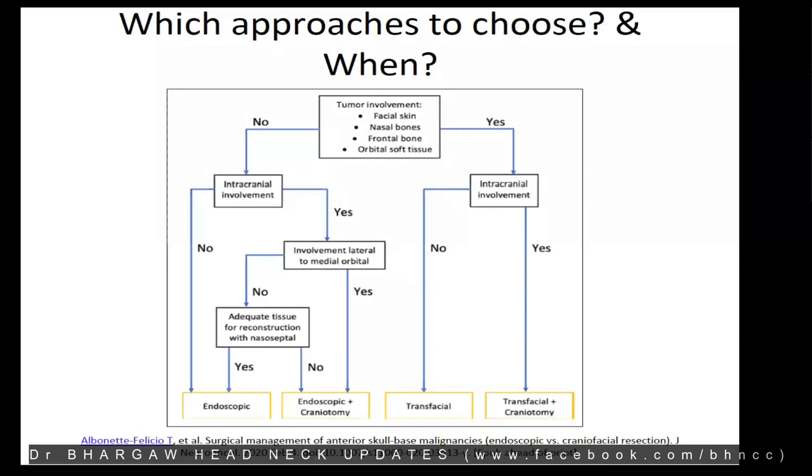It has to be an open procedure, right? If none of these are involved, then you have to ask whether there is any intracranial involvement. If there is intracranial involvement, you have to see whether it is going lateral to the medial orbital wall, in which case it cannot be a purely endoscopic approach. It will be a combined approach.